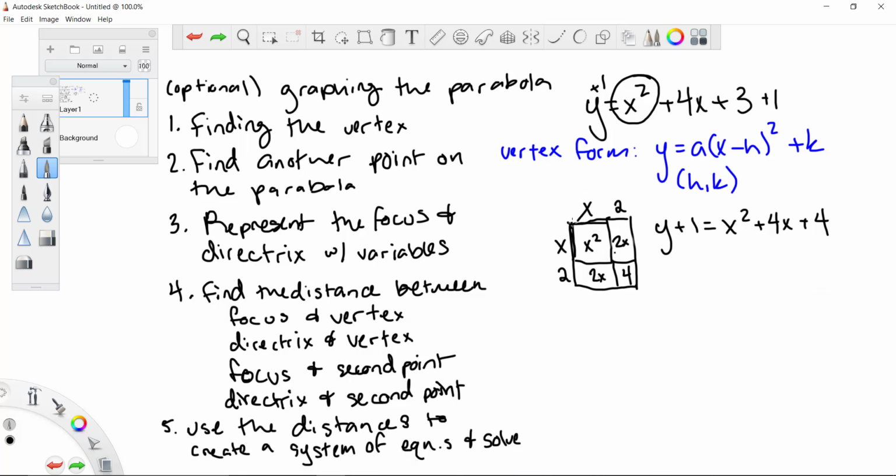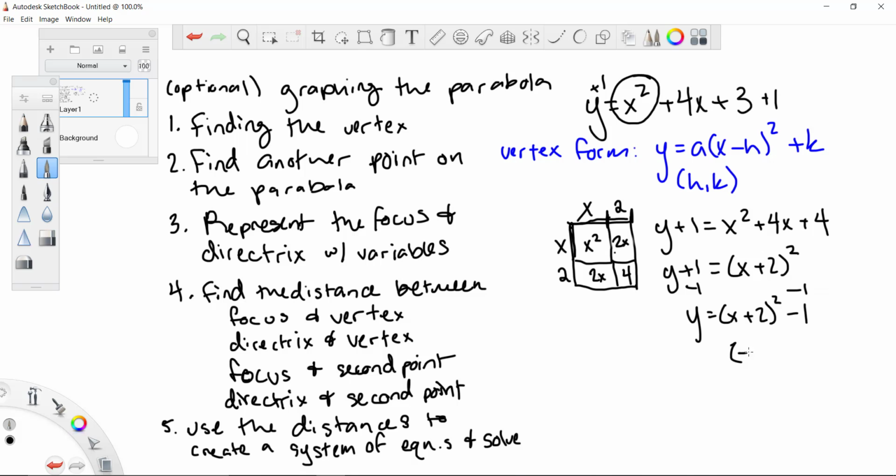So if you think about the whole length of this square, this part of it has a length of x, this part has a length of 2, so that whole side of the square is x plus 2. So we have y plus 1 equals (x plus 2) squared. And then we said, okay, our vertex form here has y by itself, so how do we now get y by itself? And that would be subtract 1 from both sides. So we get y equals (x plus 2) squared minus 1. And there we have our vertex form.